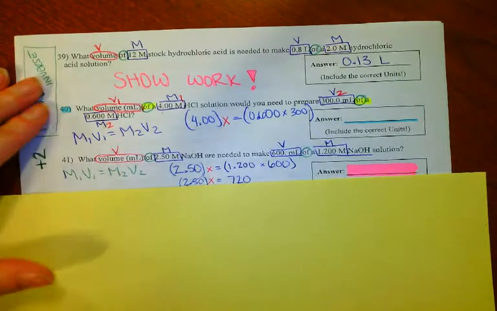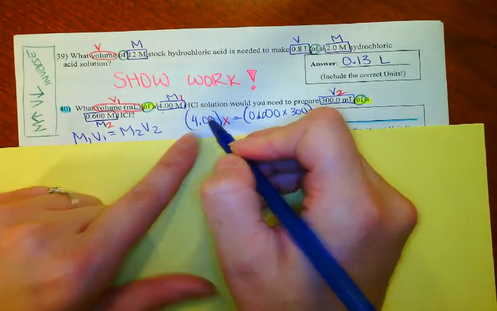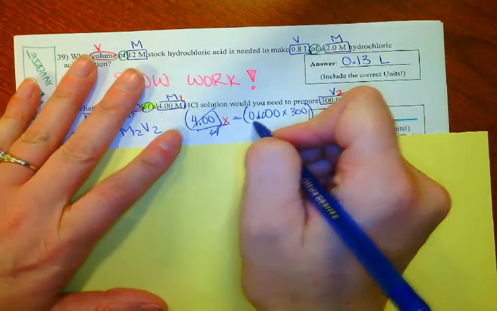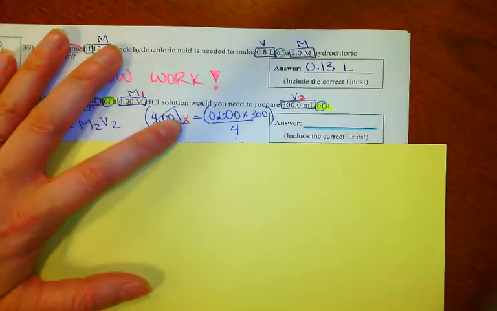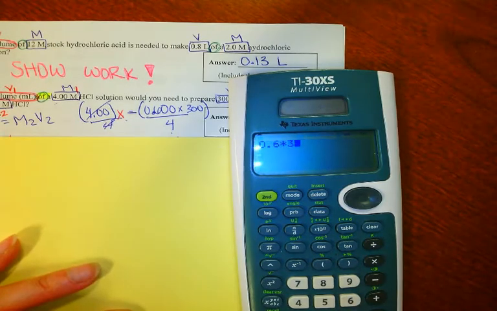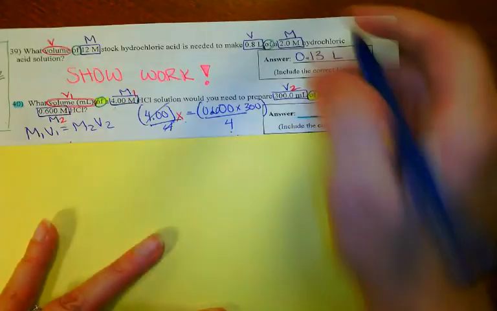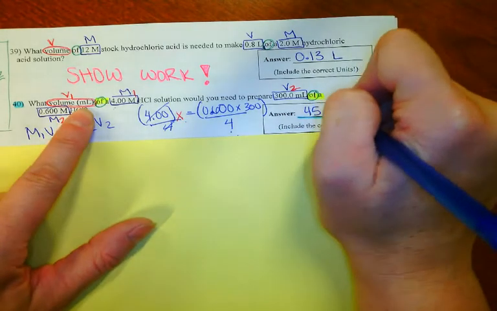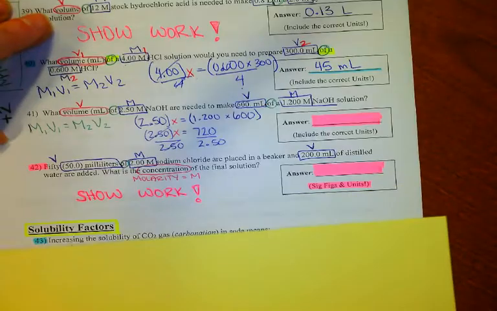Okay. So what I need to do is combine like terms. If it's X times 4, I need to divide it by 4 so that it cancels out. And then I'm going to do it to this side as well. So X equals this answer divided by 4. I'm going to say 0.6 times 300 divided by 4 is 45. And the unit I want is milliliters. So 45 milliliters.